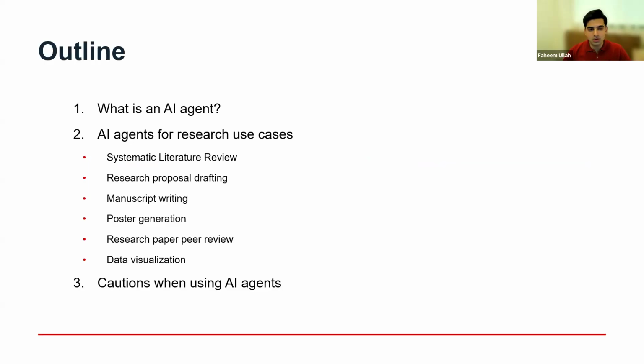Then we are going to focus on AI agents for research use cases. In that one, we will cover the systematic literature review, research proposal drafting, manuscript writing, poster generation, paper review, and lastly, data visualization. And we will end the session with some cautions: when we are using AI agents as a researcher, what are the things that we need to be careful about, so that we don't end up with AI harming us instead of us taking reasonable advantage from AI itself as far as research is concerned.